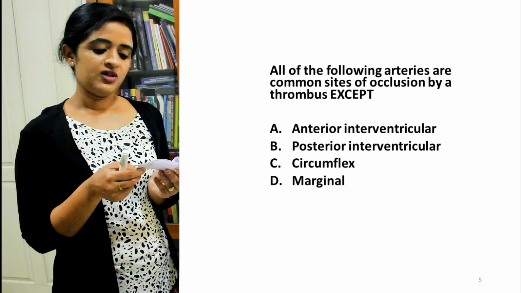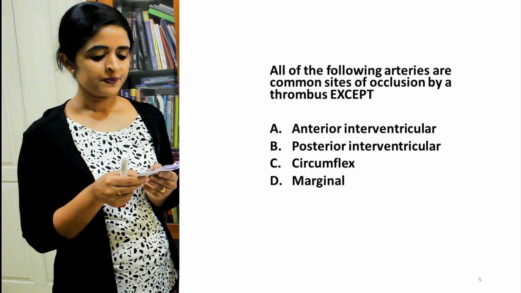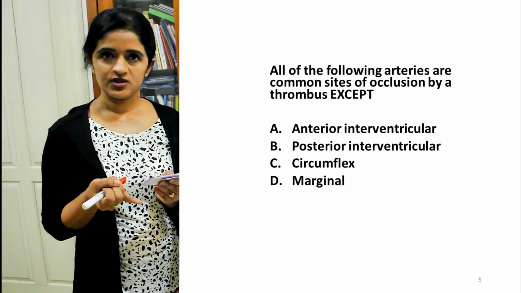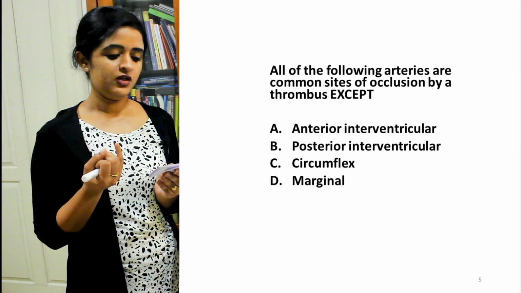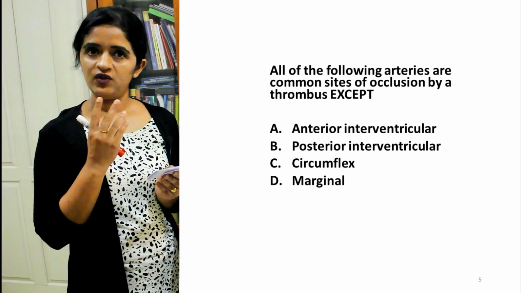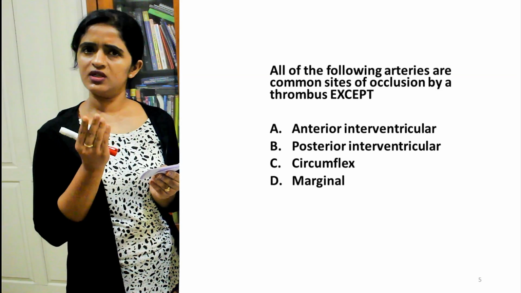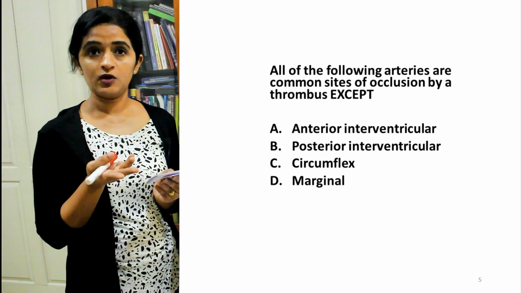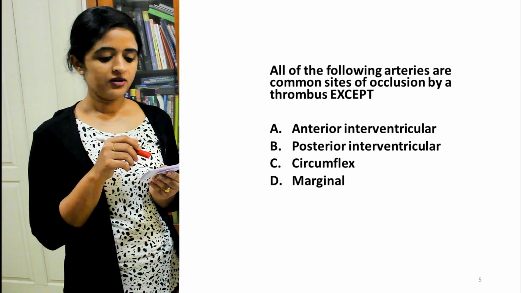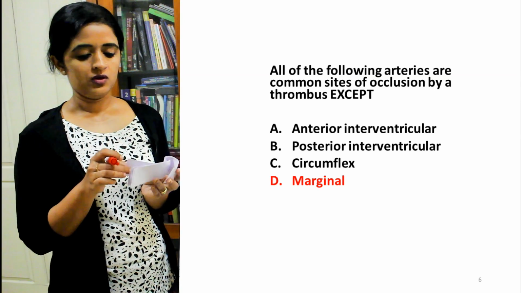All of the following arteries are common sites of occlusion by a thrombus, except: I have mentioned it, the anterior interventricular branch is the commonest branch. Then you have the right coronary, which is not given here. Then we have the circumflex artery in the third position. It is given here. Then the posterior interventricular branch again is prone for blocks, but the marginal artery is the least common site for occlusion.